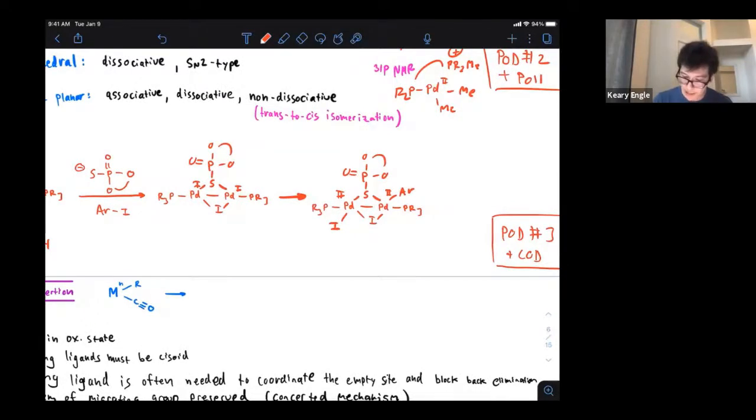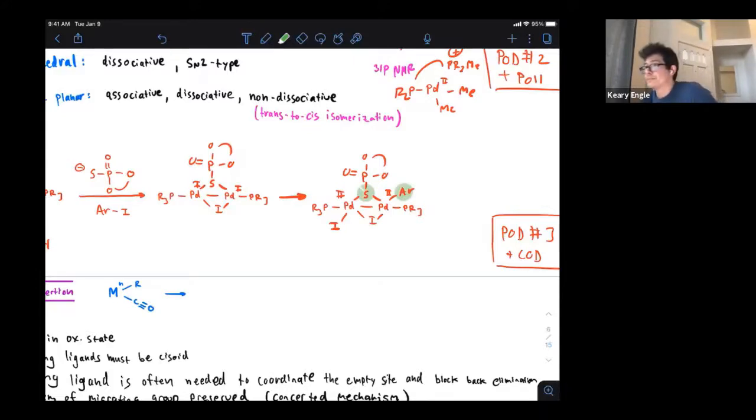And then now the last step is you have this syn configured, and I won't draw this in the interest of time, these cis configured sulfur, which is nucleophilic, and the aryl group, which can undergo reductive elimination. And then the iodide can swing back around to regenerate the pre-catalyst.